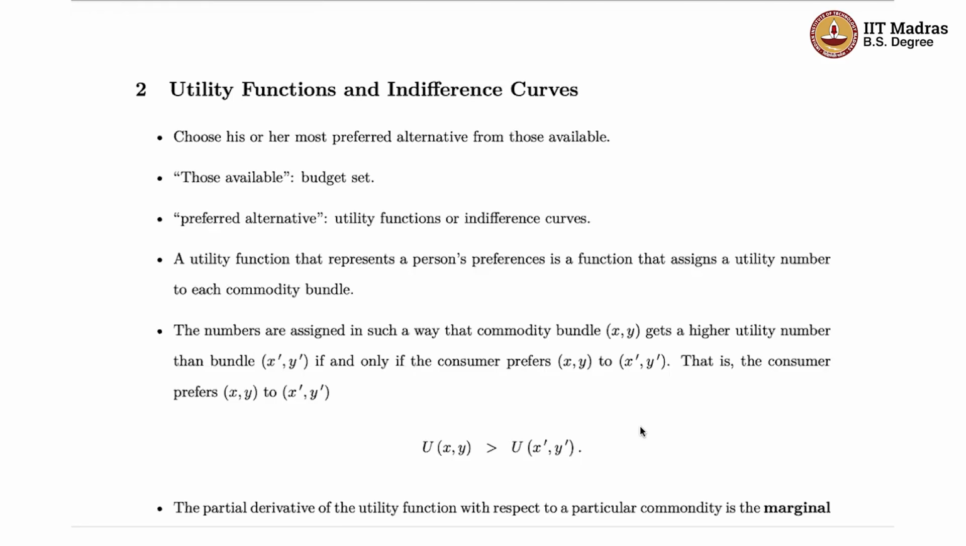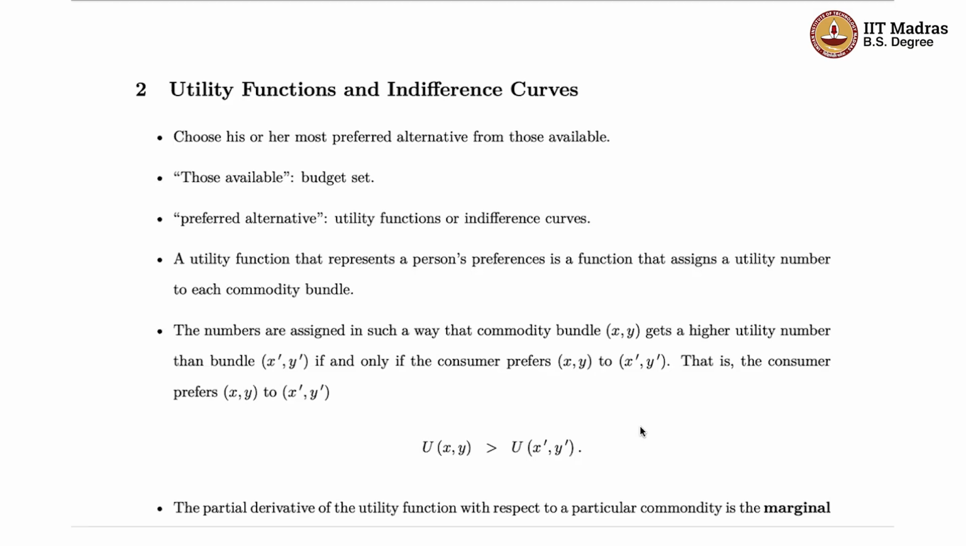Okay, so let us take a step back and think about why we care about budget sets. Remember, our objective is to model the choice that an individual, or later on a company, is going to make. The basic principle is that whenever somebody makes a choice, they choose their most preferred alternative from those available. What we are doing in these lectures is unpacking what this means.